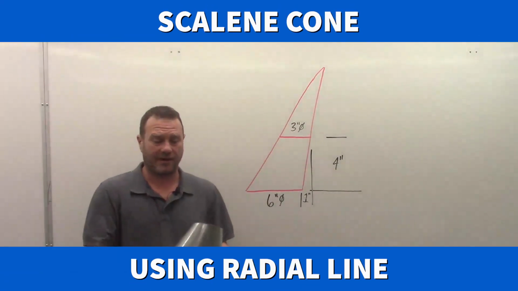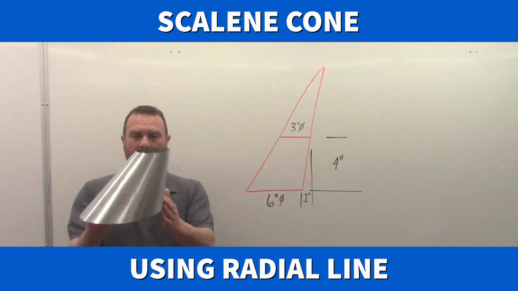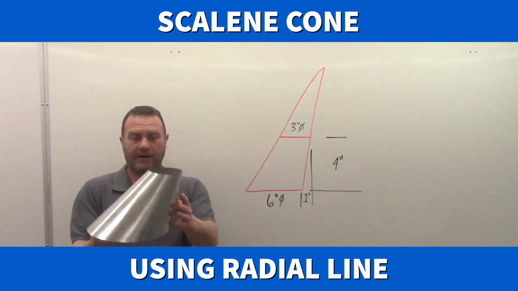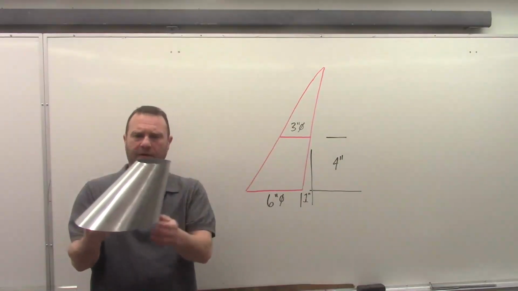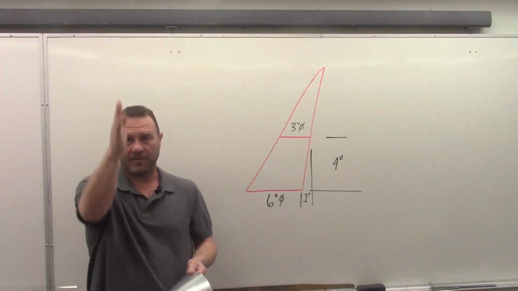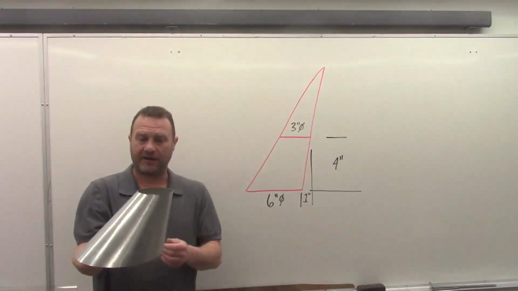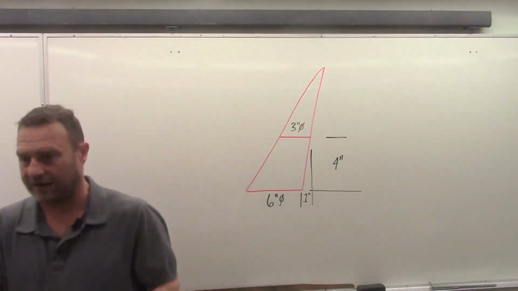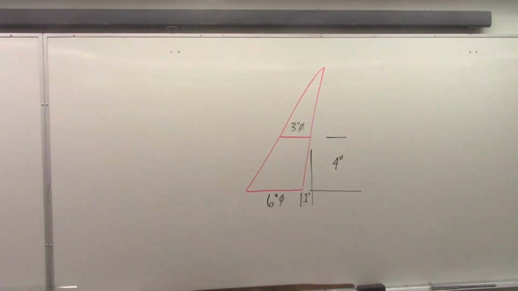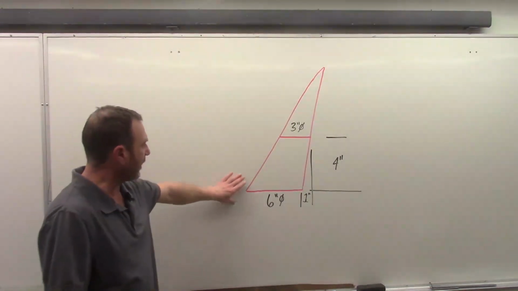Okay, we're going to look at some radial line development today, and we're going to look at a scalene cone or an oblique cone here, one leaning over. Typically we'll do radial line with a right cone where the apex is right on center. So this is more of an advanced fitting, and the technique is a little bit different on this one as well to match that. So we've got a shop drawing on the board here.